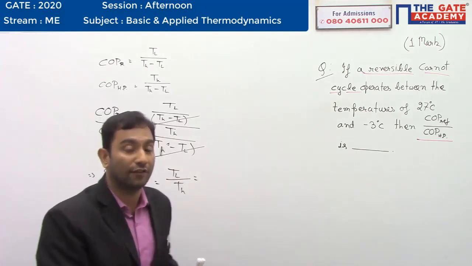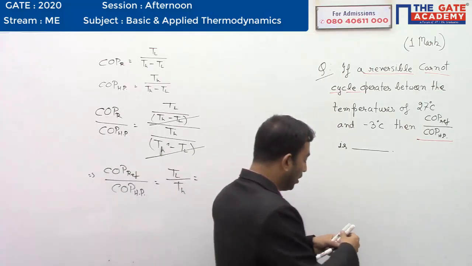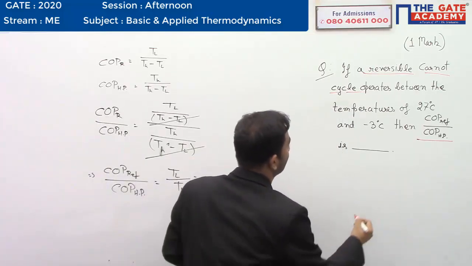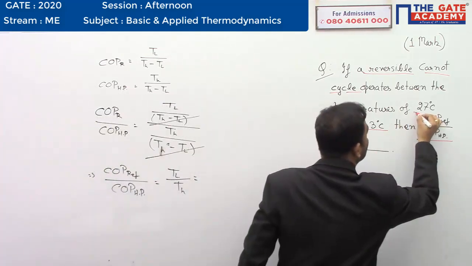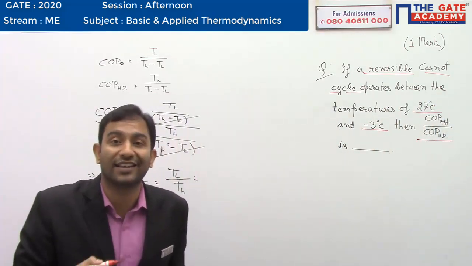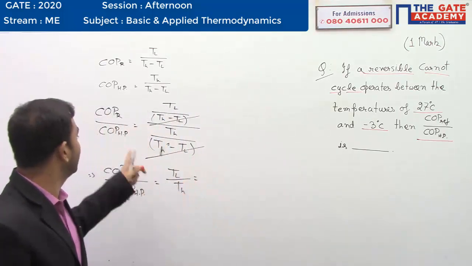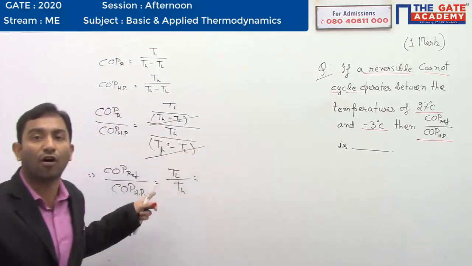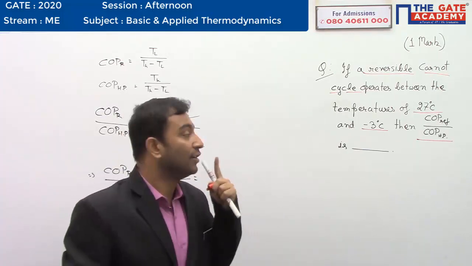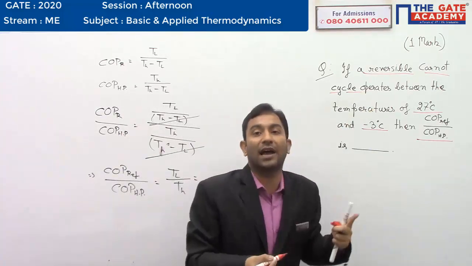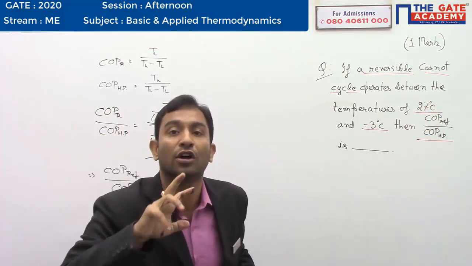Now let me see what the values of lower temperature and higher temperature are. The lower temperature is given as -3 degrees centigrade and the higher temperature is given as 27 degrees centigrade. But if we want to use these temperatures in this equation, we have to convert them into absolute temperatures, so I'll have to convert my temperatures from degrees Celsius into Kelvin.